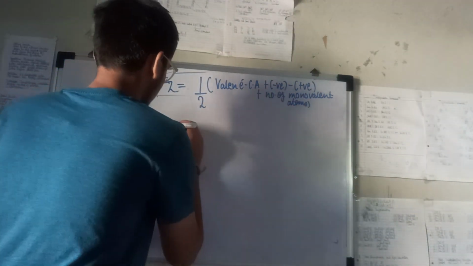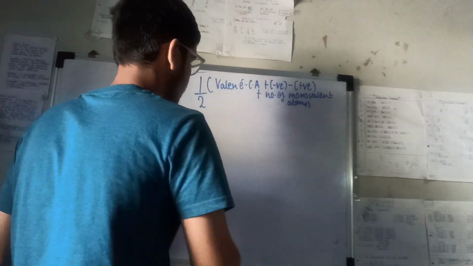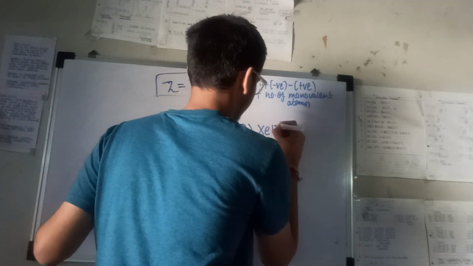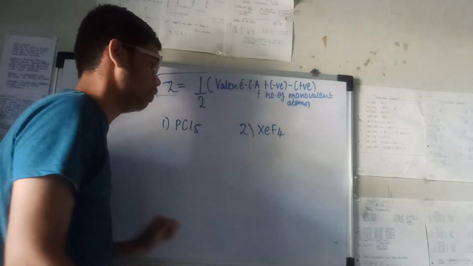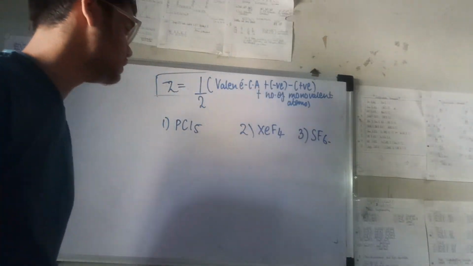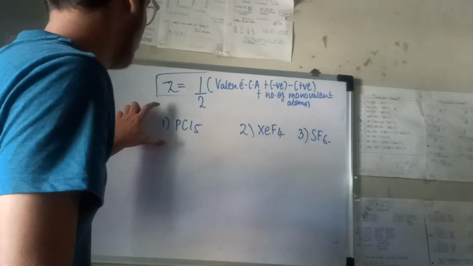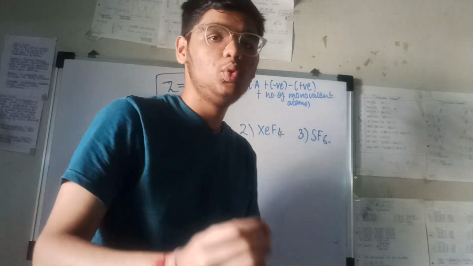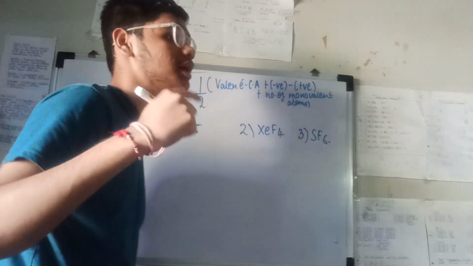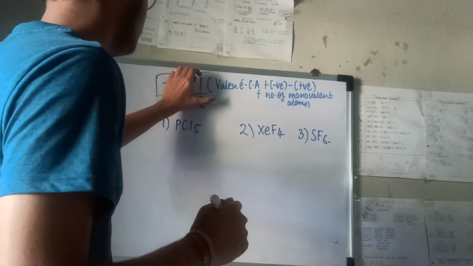First is PCl5. Second, XeF4. Third is SF6. Comment the Z for each of the following. Let's see who is commenting first. Take it as a challenge. Those who are revising, take it as a challenge, and those who are studying it for the first time, use the formula.